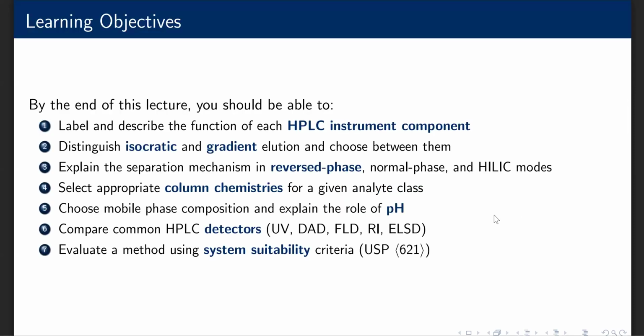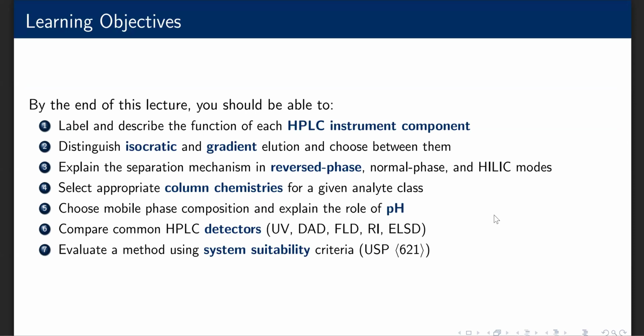There are 7 objectives today, organized around the practical questions a chromatographer asks when developing or running an HPLC method. We start with the instrument itself, then work through separation modes, column selection, mobile phase considerations, and detectors. We finish with the system suitability testing from the USP General.